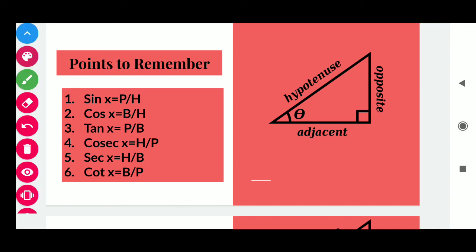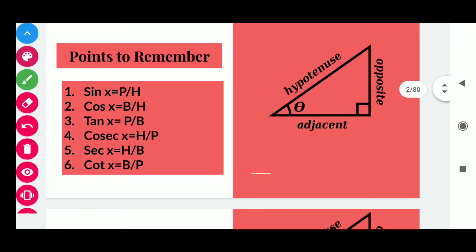First is sin x is equal to p over h. Here p stands for perpendicular and h stands for hypotenuse. And next is cos x is equal to base over hypotenuse, and tan x is equal to perpendicular over base, and cosecant x is equal to hypotenuse over perpendicular, and secant x is equal to hypotenuse over base, and cot x is base over perpendicular. But students, remember the first three results that are most useful.